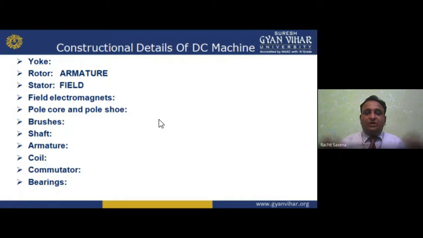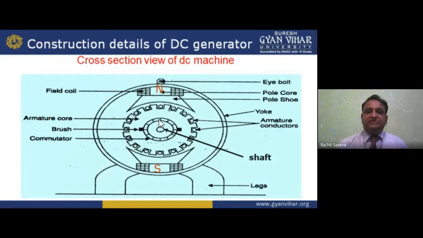Okay, that covers the rotation part. I hope you understand this. Now these are the construction parts of the DC machine. Taking them one by one, first are the constructional details of a DC machine.